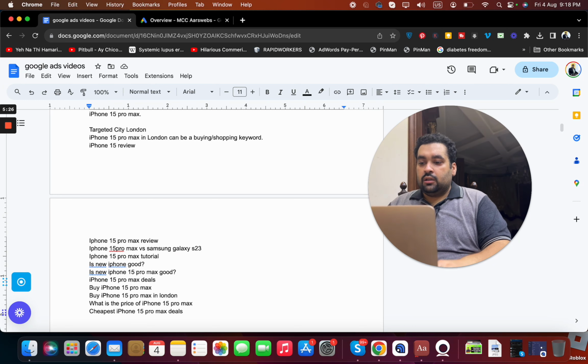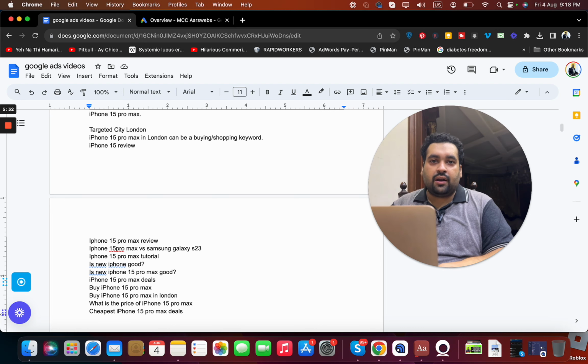Now, when you are targeting iPhone 15 Pro Max deals, yeah, that can be a targeted keyword, and we can find our targeted consumer on this keyword. So this makes sense. Buy iPhone 15 Pro Max. This again is a buying keyword. iPhone 15 Pro Max in London, your targeted city. Yeah, this can be another targeted keyword. What is the price of iPhone 15 Pro Max?